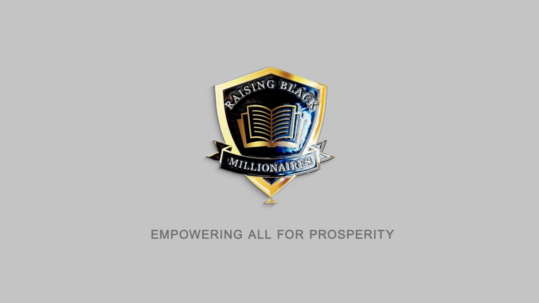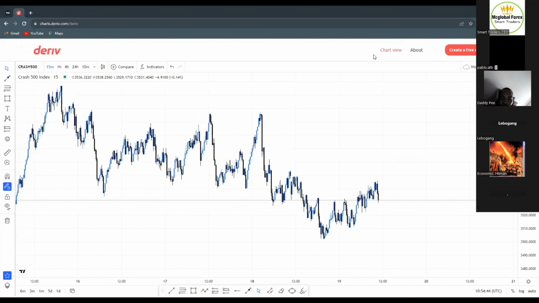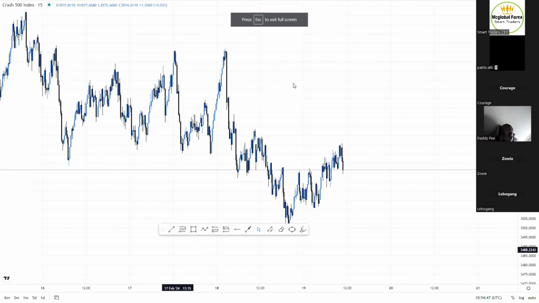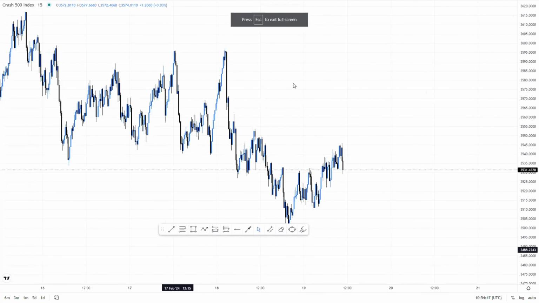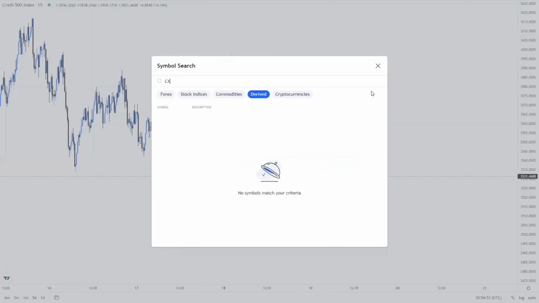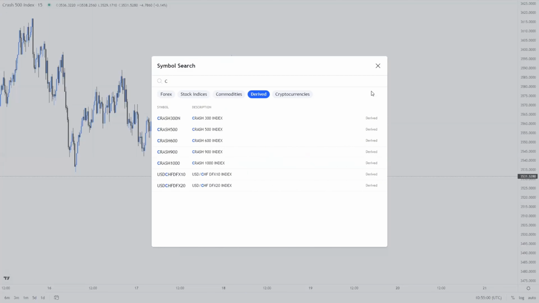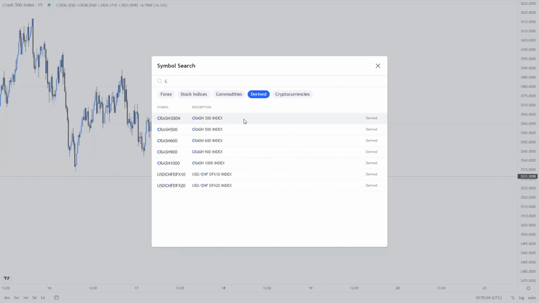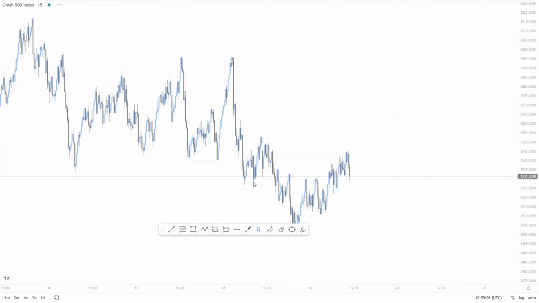Right, let me delete everything that I have on my chart. Let me start with Crash 300, then I'll go to Crash 500. Then I'm mostly starting with where I'm seeing a high probability opportunity for the week. So that's where I'll be starting.